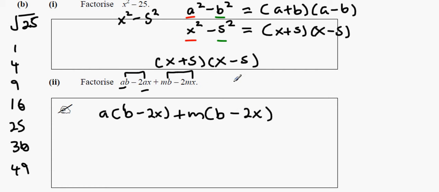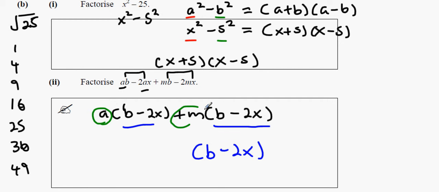Now what you're going to notice is that these two brackets are the same as each other, okay? And because you know they're the same as each other, these make the second bracket b minus 2x, and then what's left in the first bracket is the numbers that aren't used, the a and the m. So we're going to get a plus m into b minus 2x, okay? And it's actually the same answer. If you were to multiply this out, you actually get the same answer, okay?